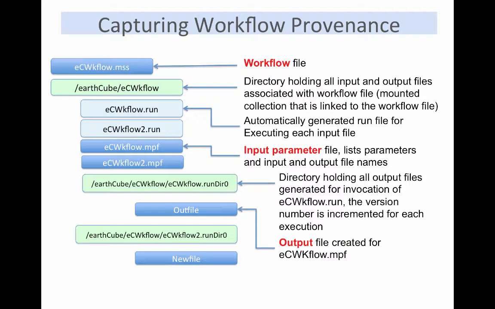The subdirectory can hold the output files and copies of the input files. Each time a run file is accessed, a new version of the output subdirectory is created. This approach captures the provenance of every workflow execution.